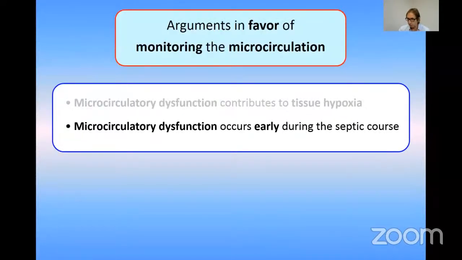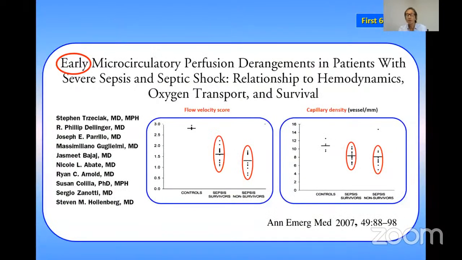Another argument is that microcirculatory dysfunction occurs early during the septic course, and this was confirmed in patients with septic shock. This is a study performed in the emergency department of an American hospital, and patients were studied during the first 6 hours of resuscitation. And the authors also measured microcirculation variables at the level of the sublingual area using the same technique as used by Daniel De Backer before, the video microscopic technology.